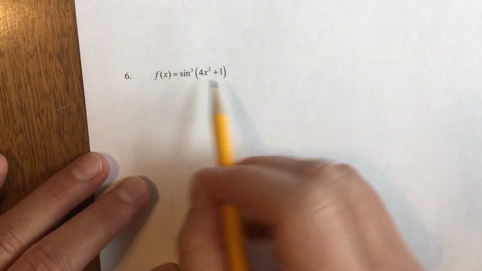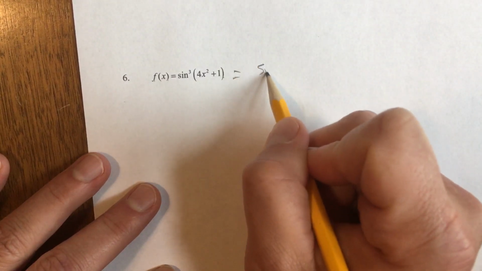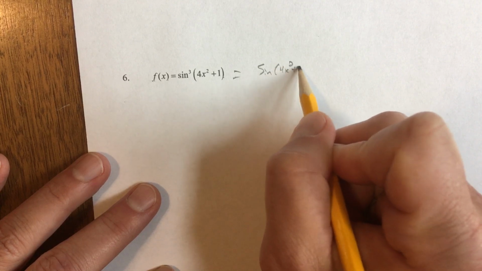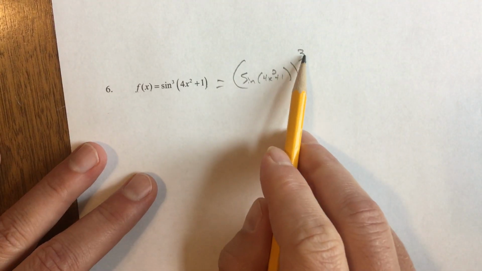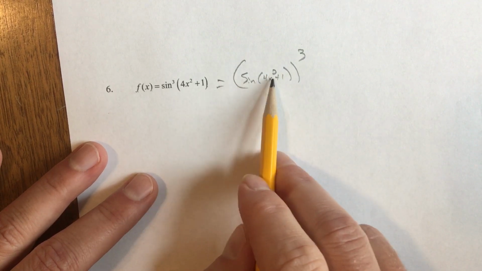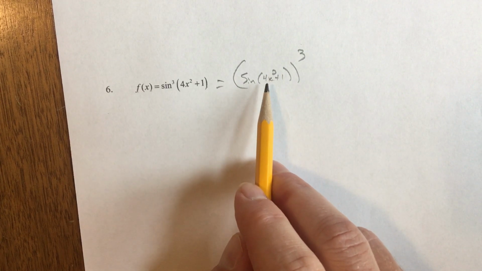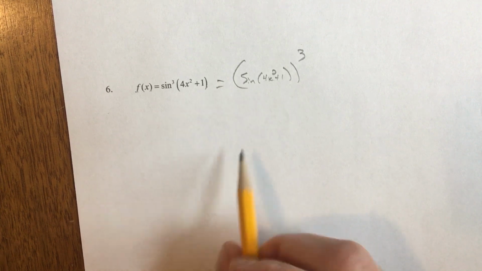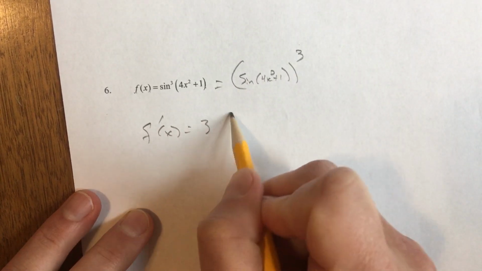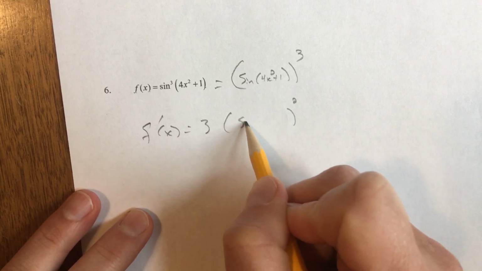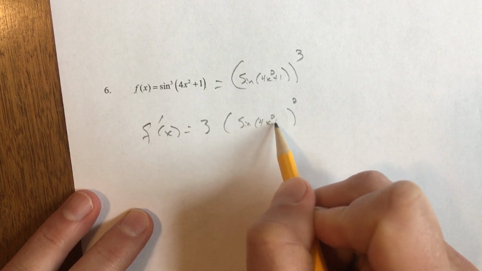And then number 6 might help you to see this as sine of 4x squared plus 1, cubed. And what we really have here is 3 functions. We have the cube, we have the sine, we have 4x squared plus 1. We're going to do a double chain on this one. 2 chains, that's right. Derivative of f is equal, bring the 3 down, squared, leave everything else the same.